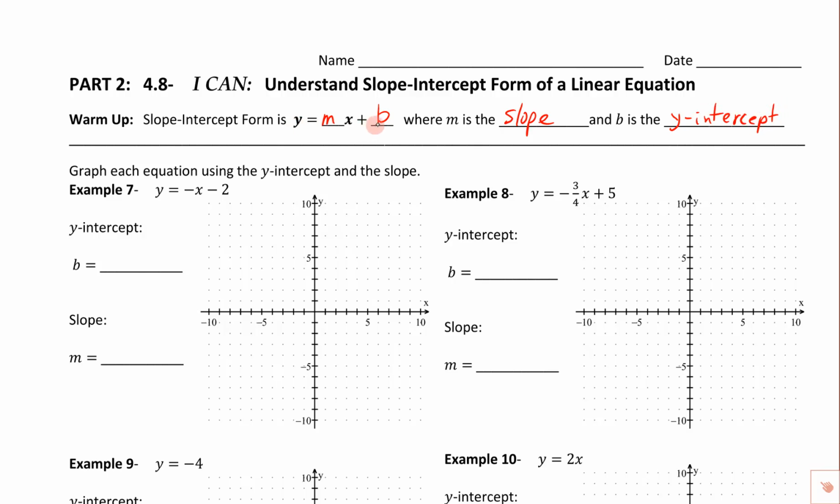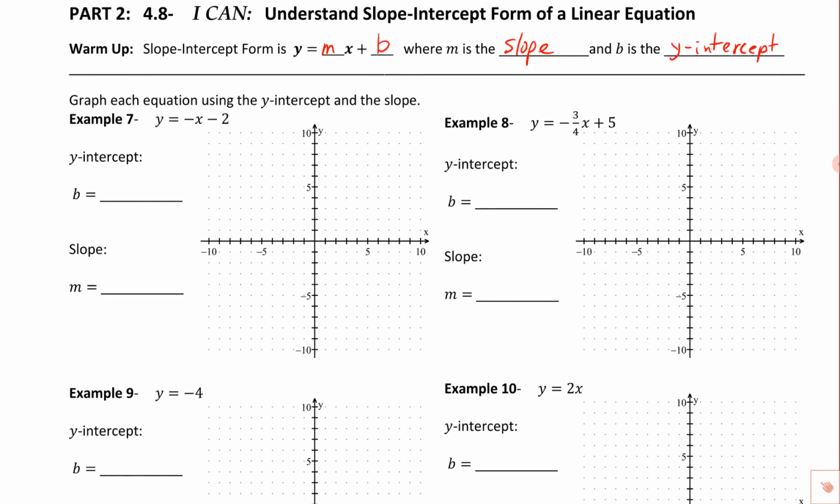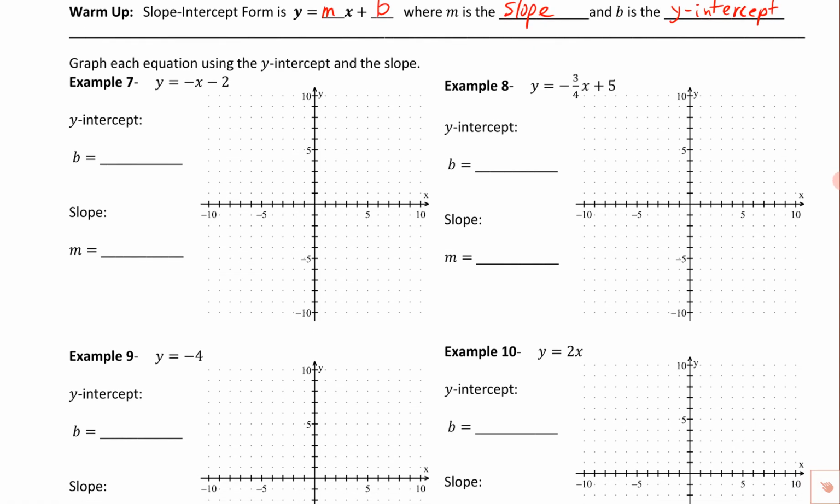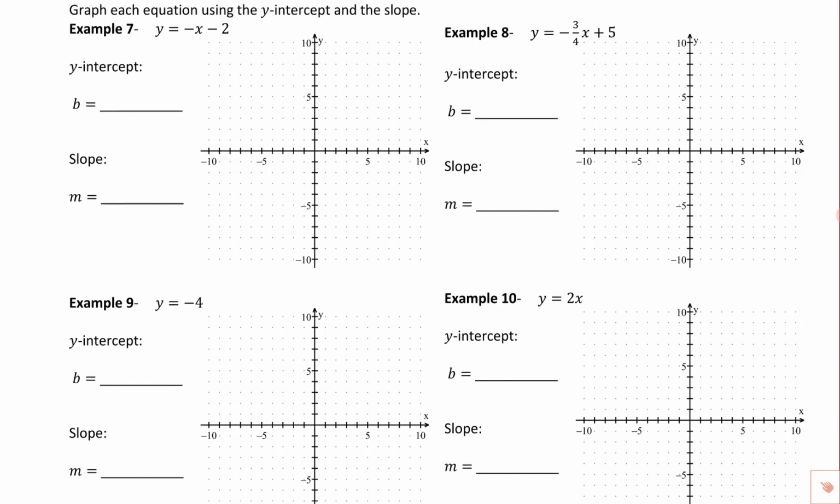And even though the b comes second, we actually start with that one. That kind of anchors our line on the y-axis, and then we use the slope to figure out how steep it is and whether it goes up or down from left to right. So on these examples right here, we've talked about the basics and practiced those already. So what I'm going to do first is we're just going to go through and identify the slope and the y-intercept on each one of these.